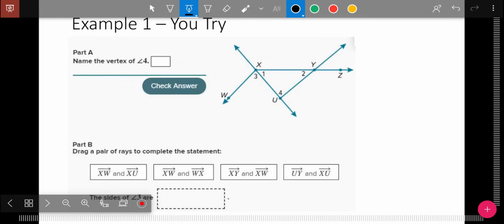All right, you try. The part A here. Take a second. Find angle 4. Angle 4 right here. What letter point is the vertex of angle 4? Hopefully you knew that it was U. Now let's go here. We're down here. We're talking about angle 3. Angle 3 is right here. The sides of angle 3 are XW and XU. And so this one right here should go there for the sides of angle 3.